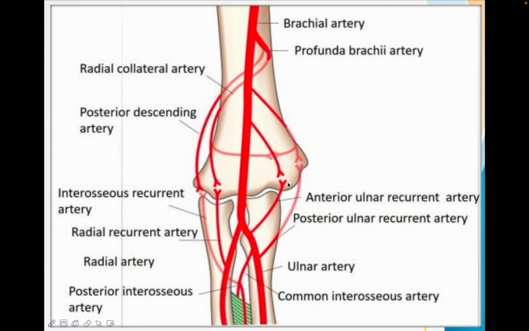Now we come to the medial epicondyle side. In front you can see that the inferior ulnar collateral branch of the brachial artery is forming an anastomosis with the anterior ulnar recurrent, and the superior ulnar collateral is forming a communication with the posterior ulnar recurrent artery. So this is the front and behind communication on the medial epicondyle side.